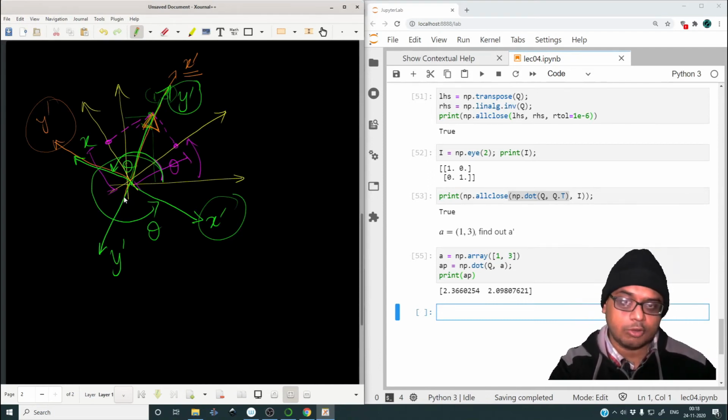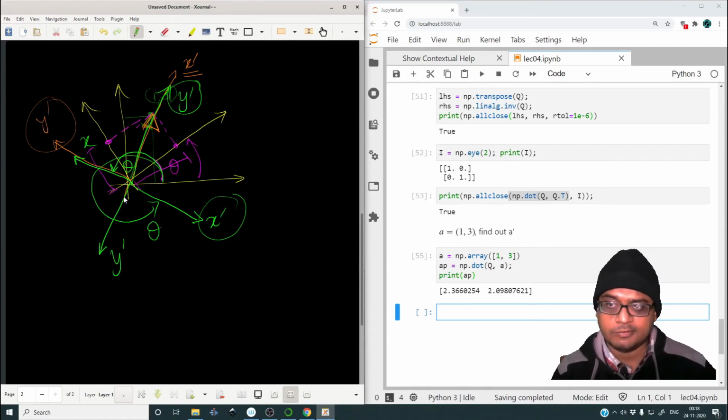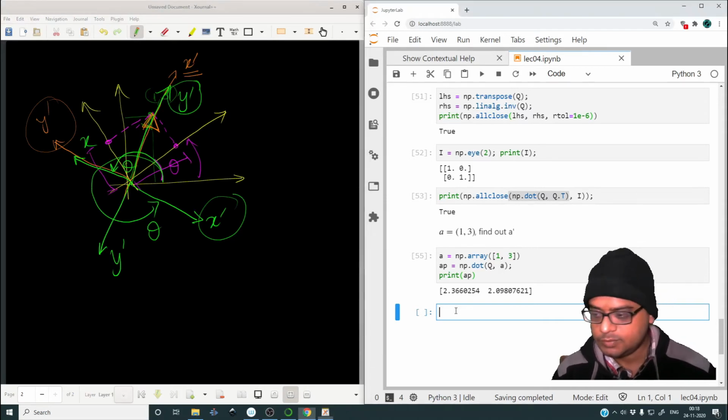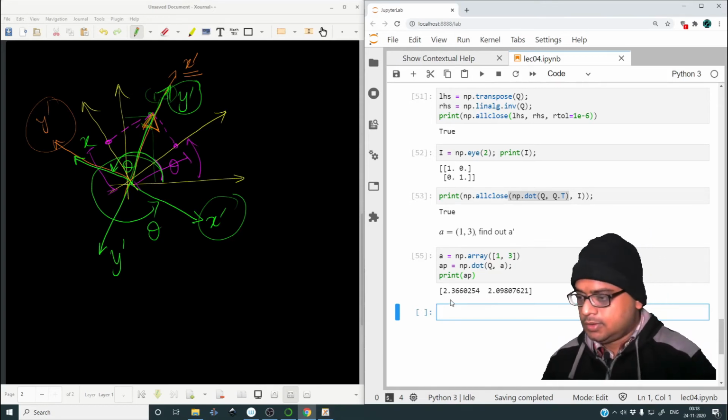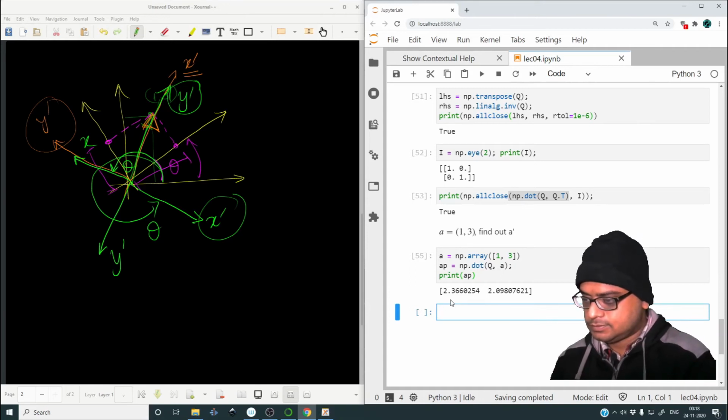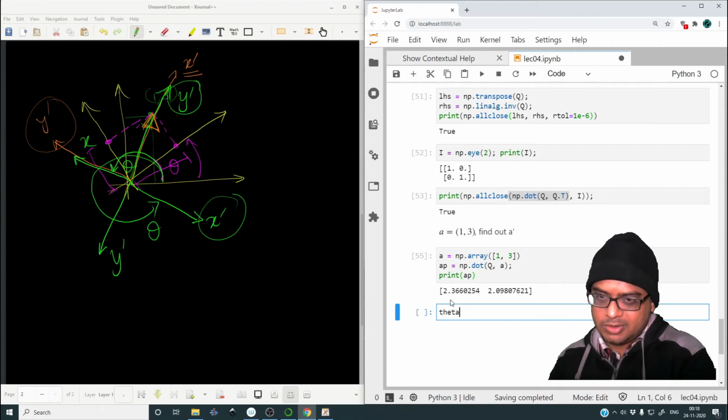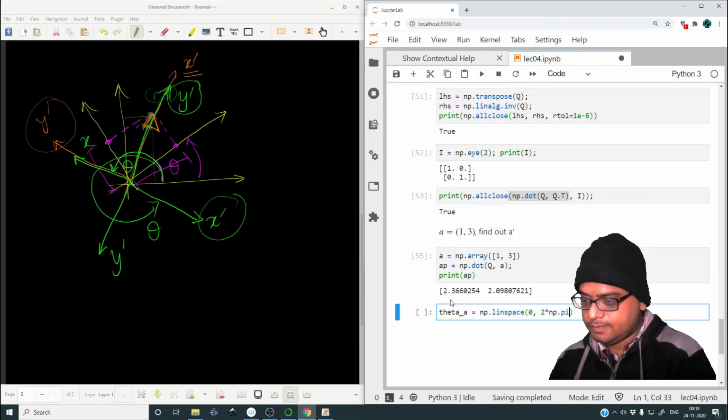So let us do a sweep of theta and find out the two components of the transformed vector a prime. Okay, so let us do that. So let us create the theta array. So theta equal to np, or let me call it theta a to signify that it's an array. So it will be np dot linspace. So 0 to 2 times pi and in steps of 100. So this is theta in radians.